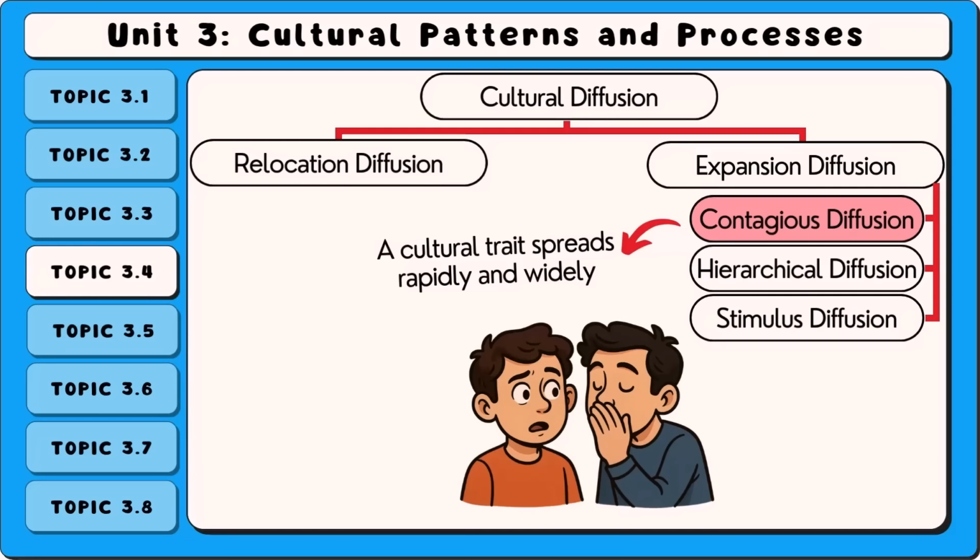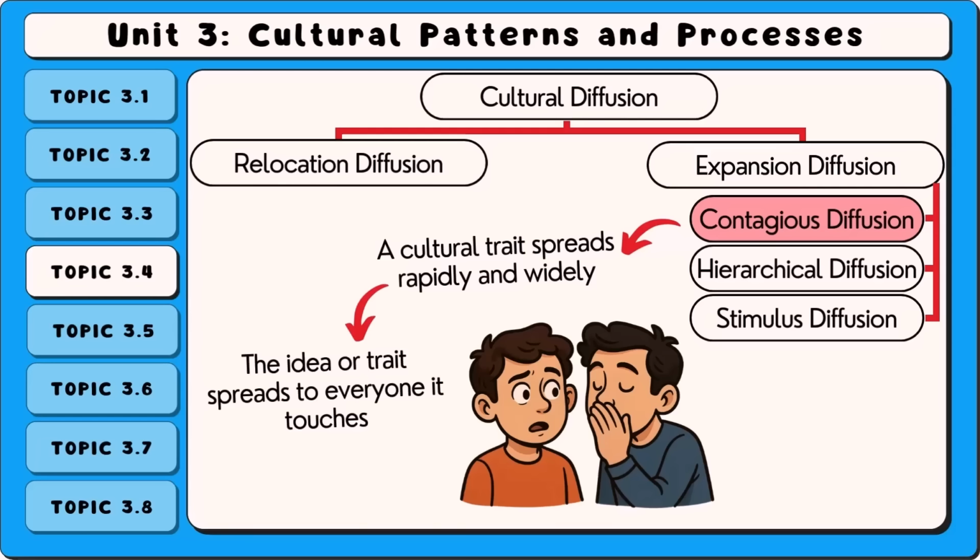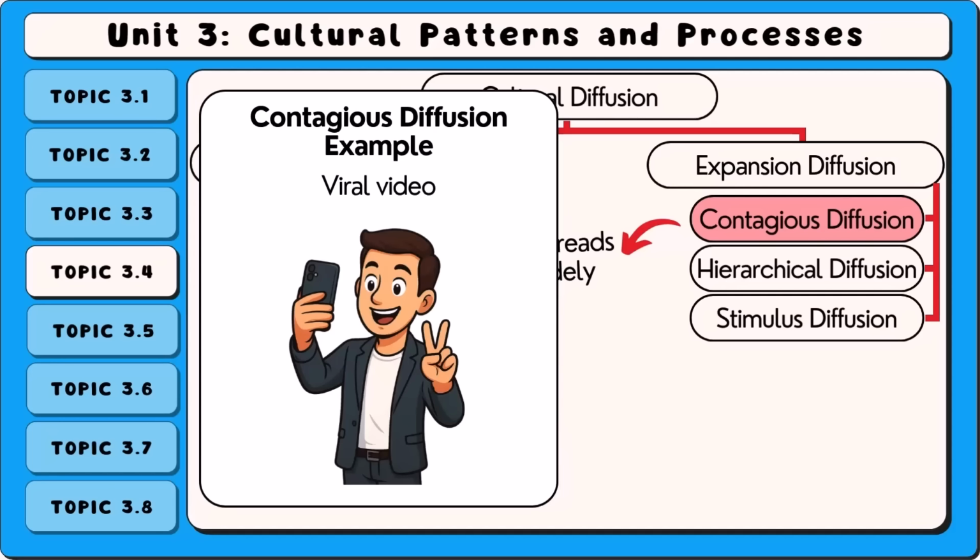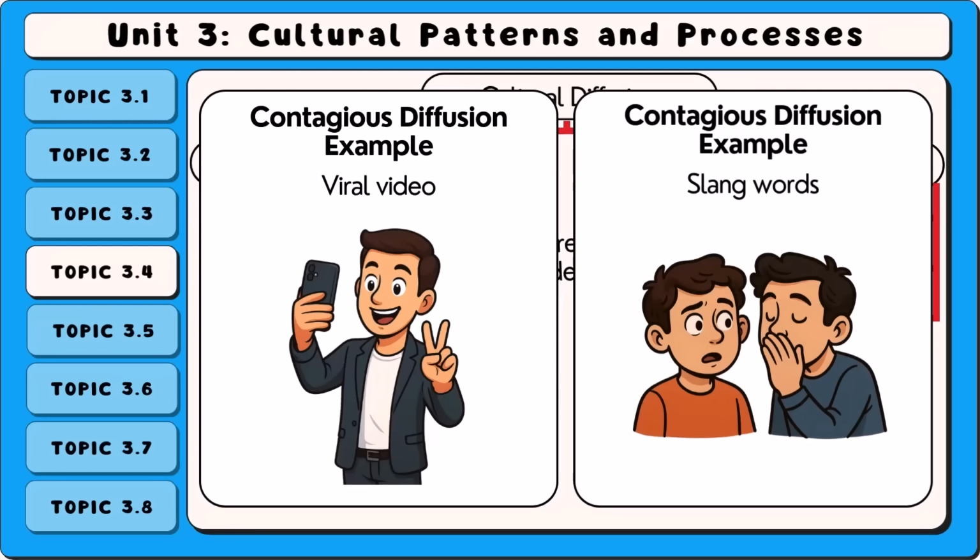It moves from person to person and place to place with no regard for hierarchy or importance. The idea or trait spreads to everyone it touches. For example, a viral video on the internet that gets shared by millions of people across the world is an example of contagious diffusion. Another example is the spread of a new slang word among teenagers, moving quickly from one friend group to another regardless of location or social class.